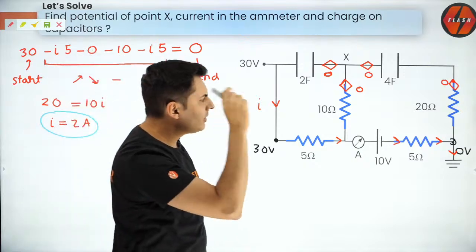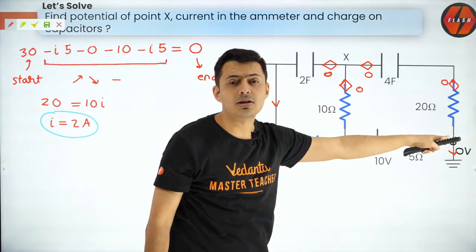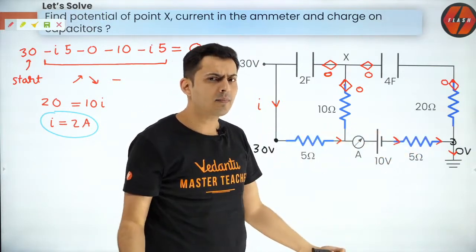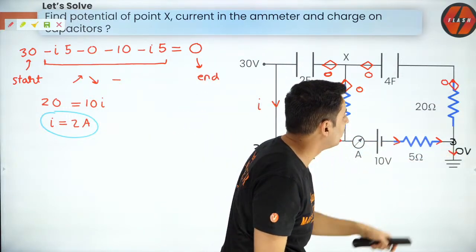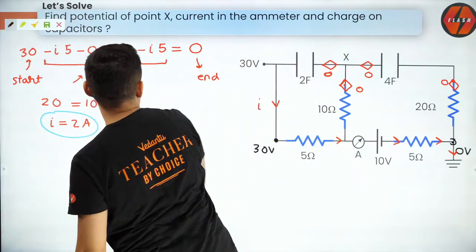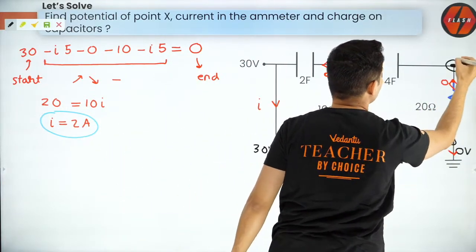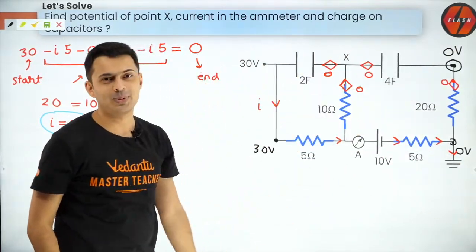Observe one more thing, guys. There is no current in this 20 ohm branch. If there is no current, what will be the voltage drop? Nothing. No voltage drop. IR will be 0. So if this is 0 volts, see if you understand this. This point should also be 0 volts. No current, so no potential drop.